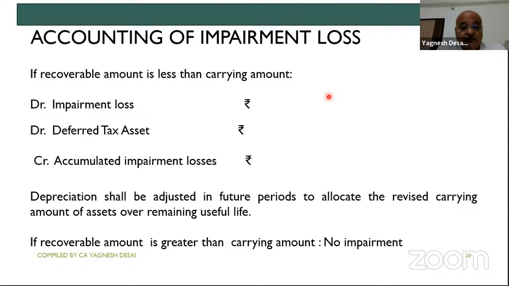Friends, have you seen something? I have not credited the property plant equipment, but I have credited the accumulated impairment loss. Can you tell me the reason behind this?